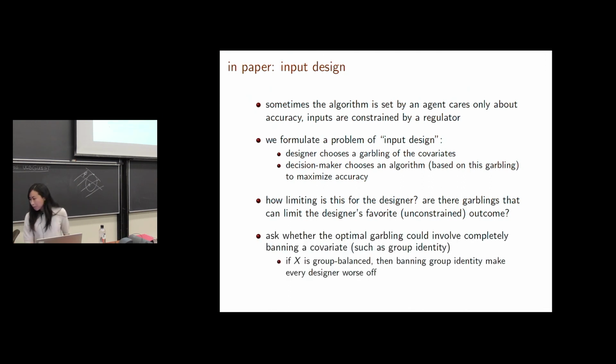And then we also spent a good amount of time asking whether that optimal garbling chosen by the designer might actually involve completely banning a covariate. Right? So you might say, for example, I'm just not going to send you any information about group identity so that you can't use it in your algorithm. And here we establish a couple of results. So one of these is that if X is group balanced, then actually banning group identity makes every designer strictly worse off. So in a sense, banning this input is not justifiable by any fairness accuracy preferences in our class.